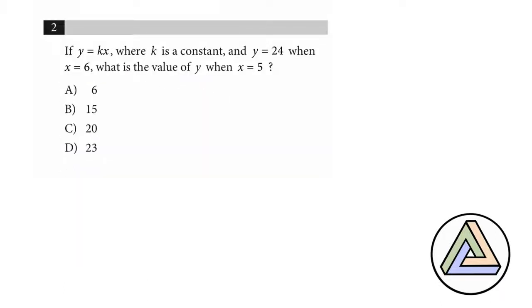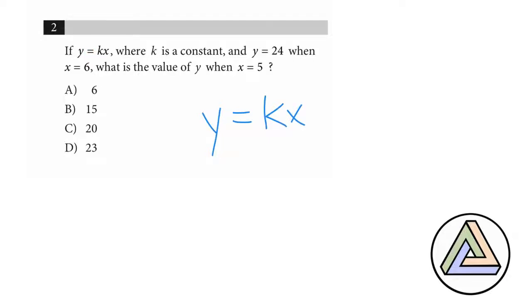All right, if y equals kx, where k is a constant, and y equals 24 when x equals 6, what's the value of y when x equals 5? So this is definitely a direct proportion problem, and it's really all about this formula.